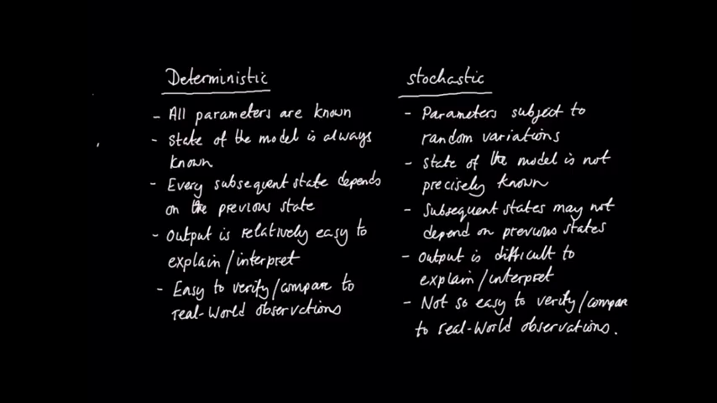Deterministic models usually have an output that's relatively easy to explain and interpret, but this is much harder to do with a stochastic model. Also, deterministic models are generally easier to verify and compare to real-world observations, but this is quite difficult to do with stochastic models and the stochastic processes that they're modelling.